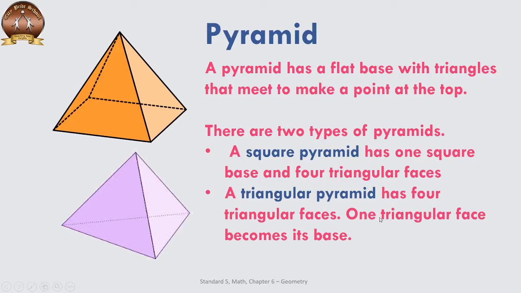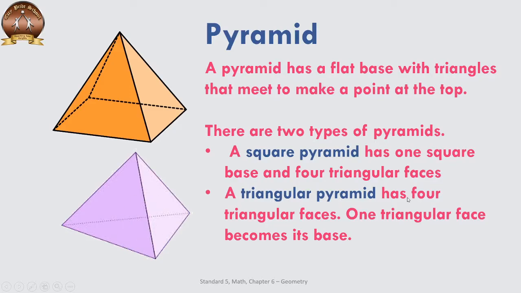A triangular pyramid has 4 triangular faces. Why do we say it has 4 triangular faces while a triangle has only 3 sides? The bottom face is known as its base. So any one of these faces can be the base. The total number of faces is 4. Any one of those faces is a base.